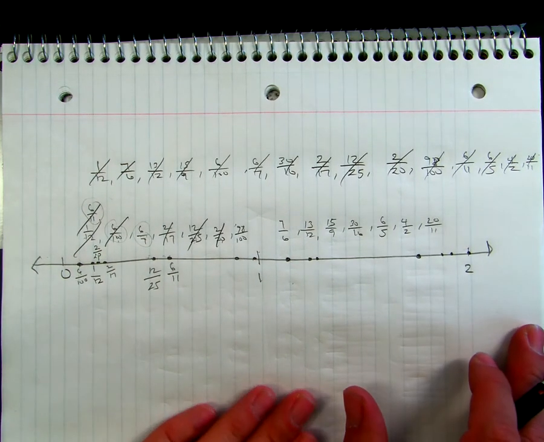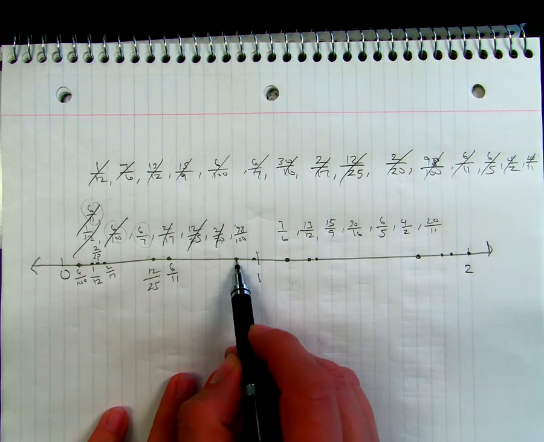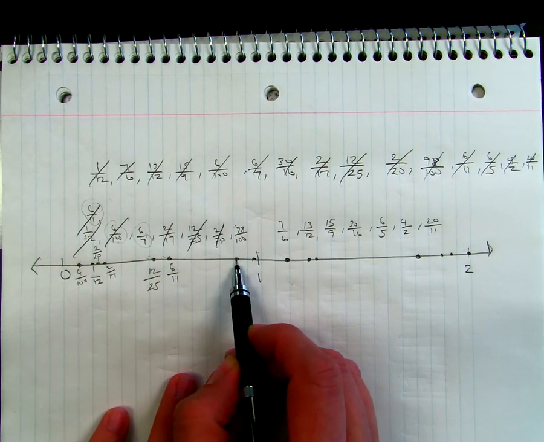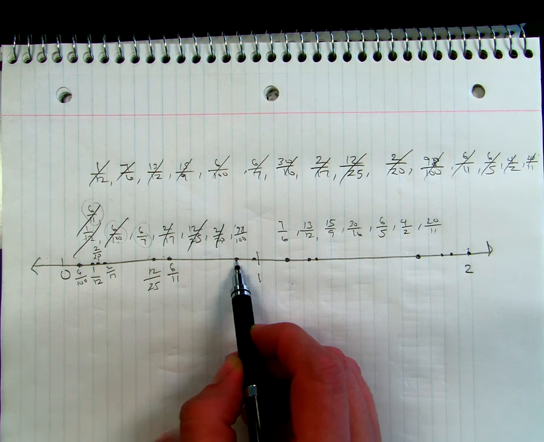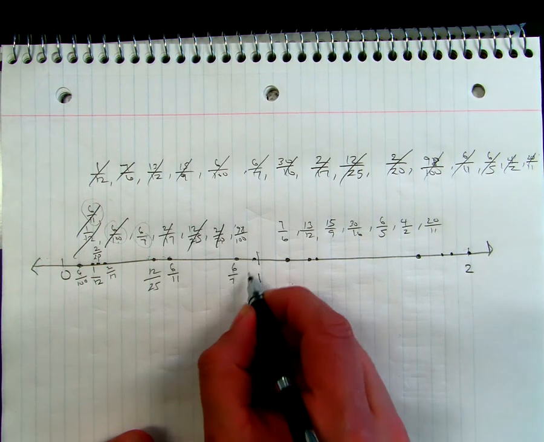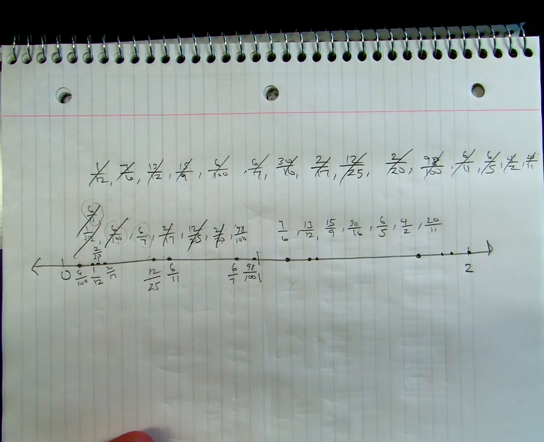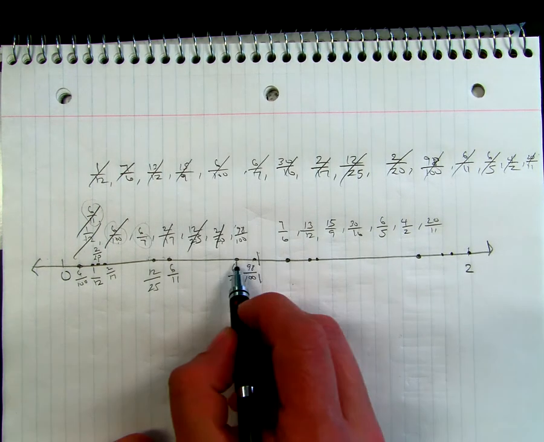We still got 2 more, right? Which one do you think this one's going to be, Becky? Who thinks this one's 6 out of 7? Raise your hand if you think this is 6 out of 7. Raise your hand if you think it's 98 out of 100. Good. Absolutely right.